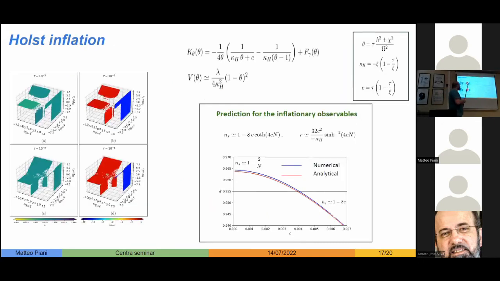So we did the same thing. We decided to analyze Holst inflation and neon inflation separately. And we did two things. So first, some kind of blind Monte Carlo approach, just to see where we have to look. And this is the result.